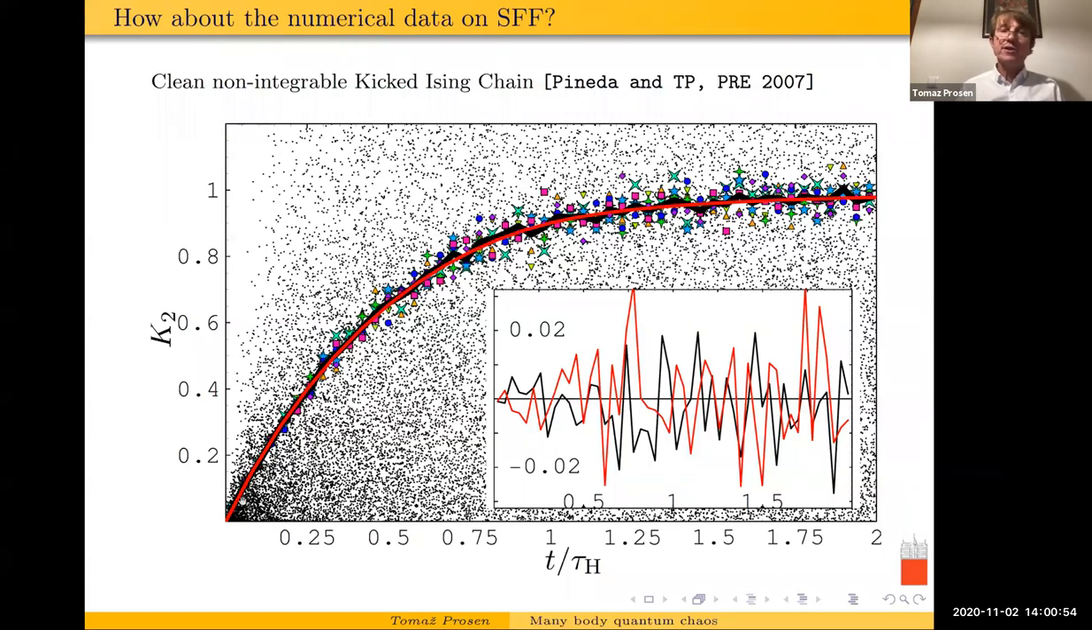the red curve, which is just the random matrix result. This is for a system of, I think, 18 spins. So the Hilbert space is large enough that basically just a moving time average smoothens out the data and you get nice agreement with random matrices. And it's just to claim that it's not necessary to do ensemble averaging if you have enough data.